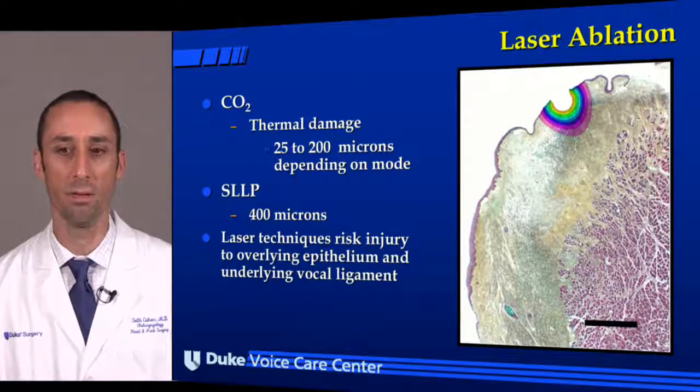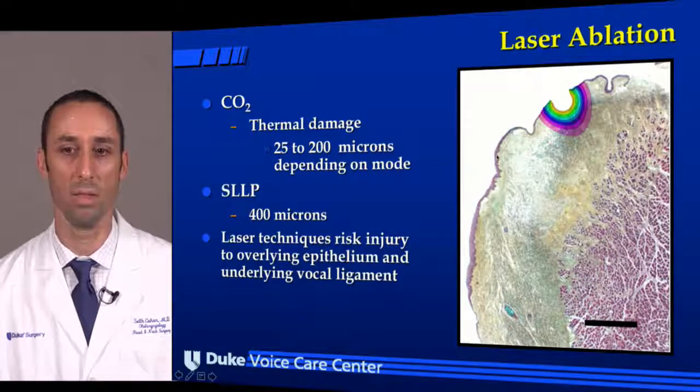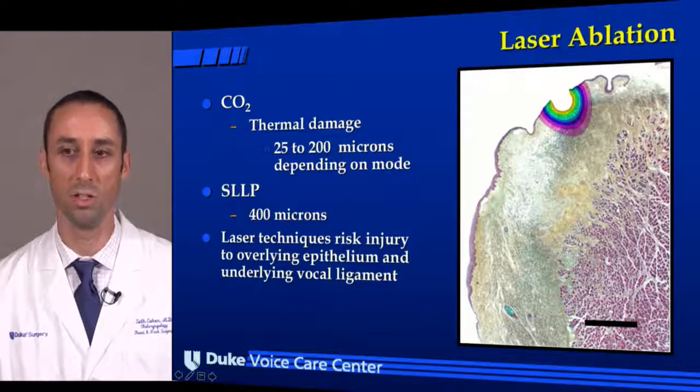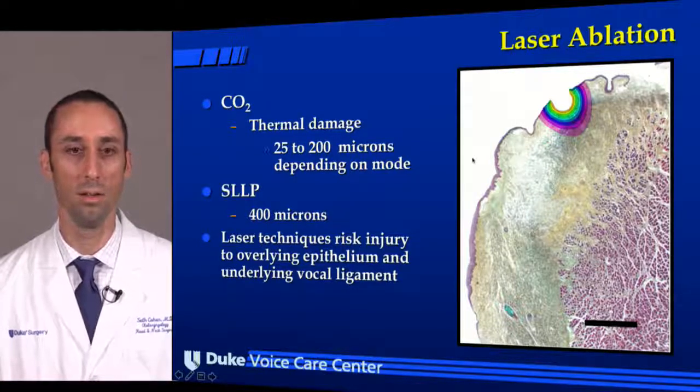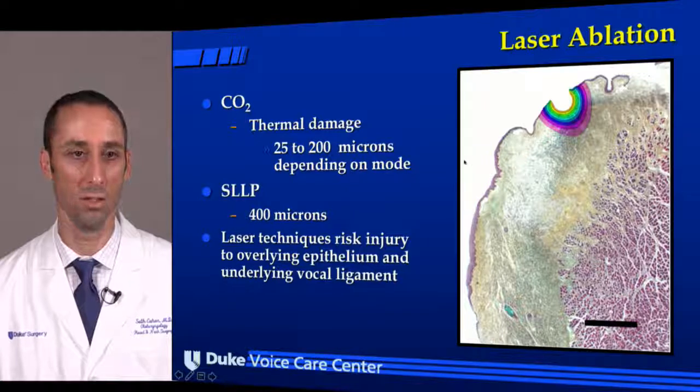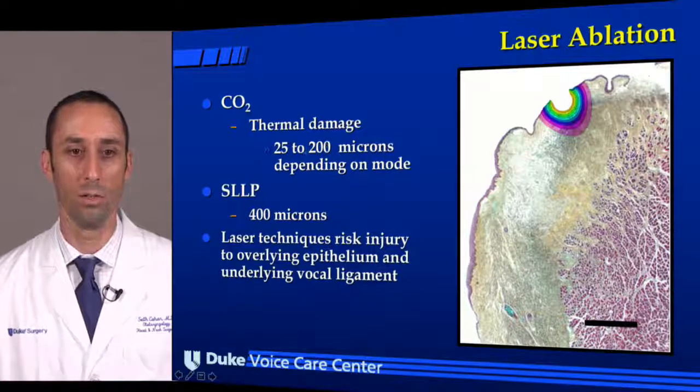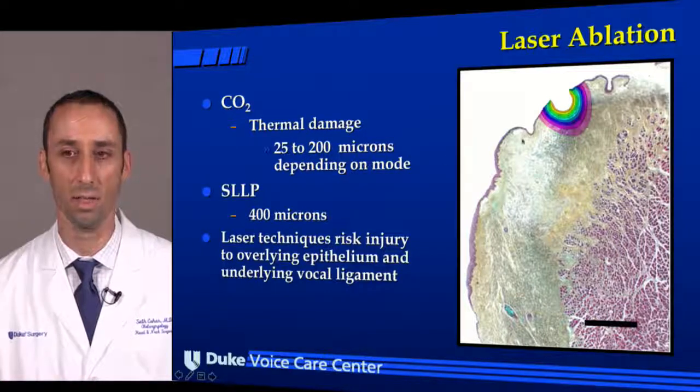Well, let's think again about our vocal fold. We have the epithelium, we have the superficial lamina propria, we have the vocal ligament, this, again, darker area that is adjacent to the muscle. The CO2 laser is commonly used in airway surgery, but all lasers have an area of thermal damage. It's 25 to 200 microns, depending on the mode of the laser that you're using.